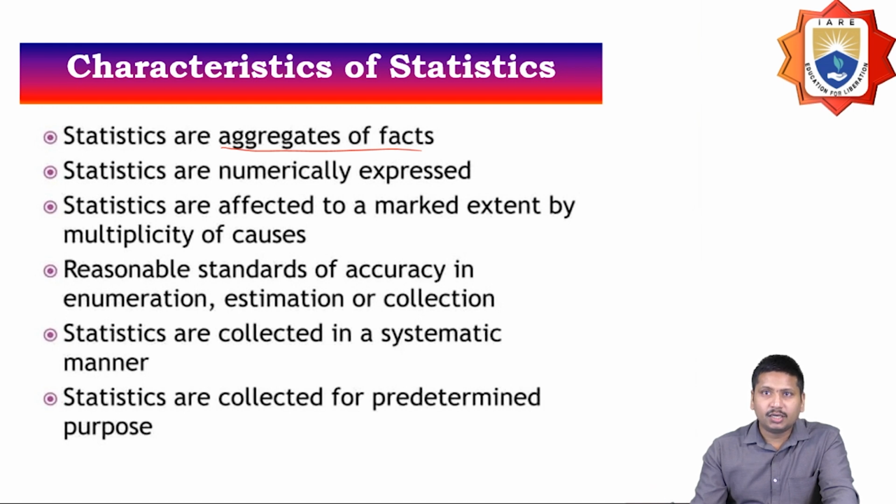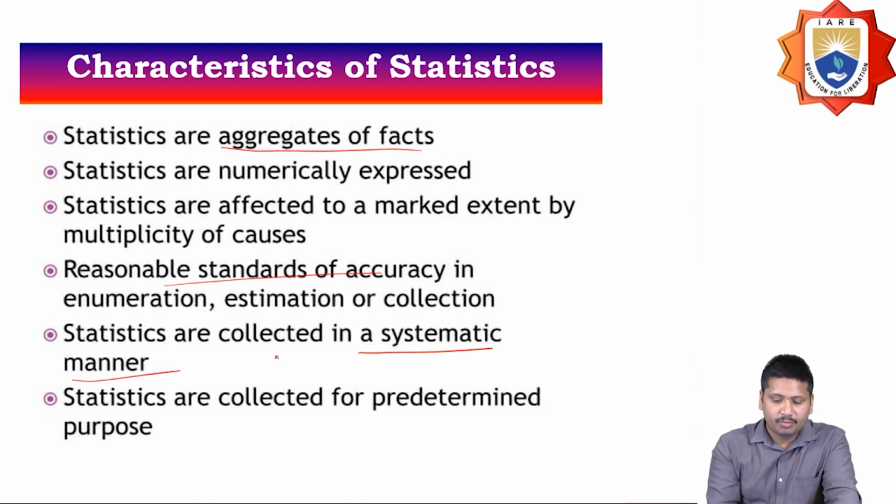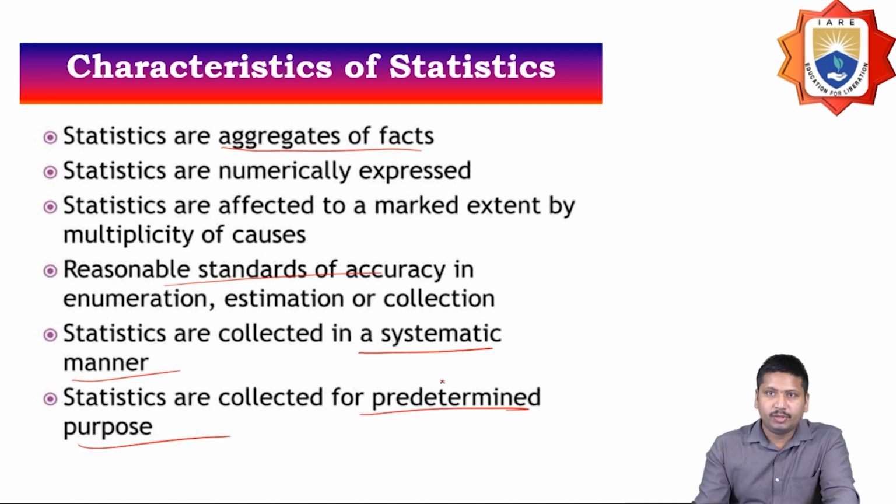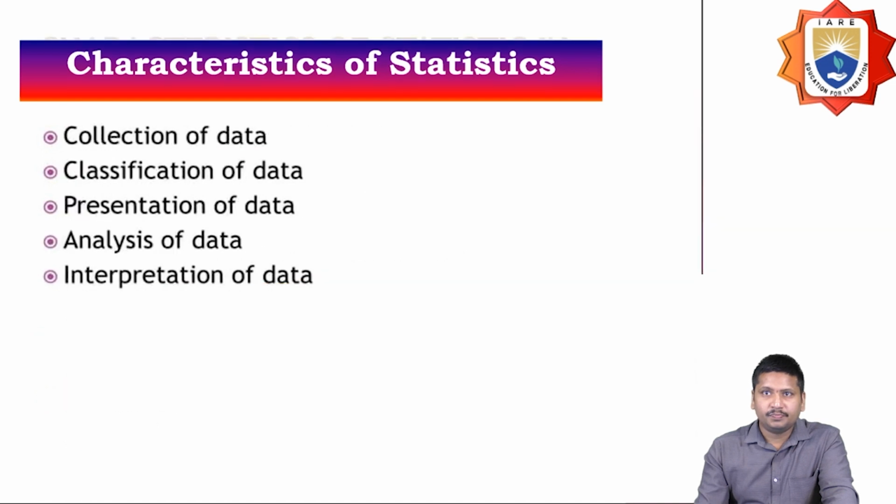So statistics are nothing but aggregates of facts and should be numerically expressed, and should be affected to a marked extent by multiplicity of causes, and reasonable standards of accuracy should be kept in enumeration, estimation and collection, and statistics are going to be collected in a systematic manner, and collected for a predefined purpose. So these are some of the characteristics of statistics.